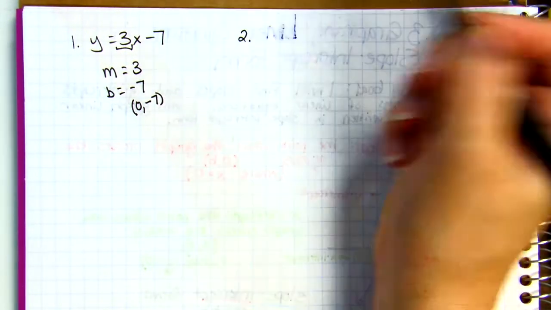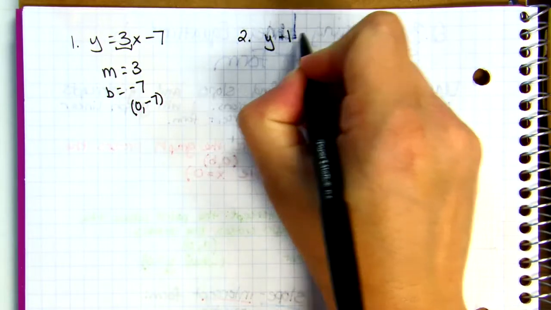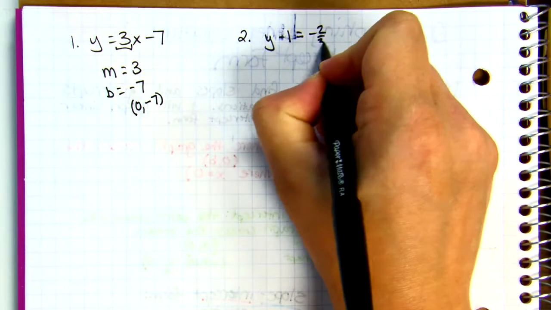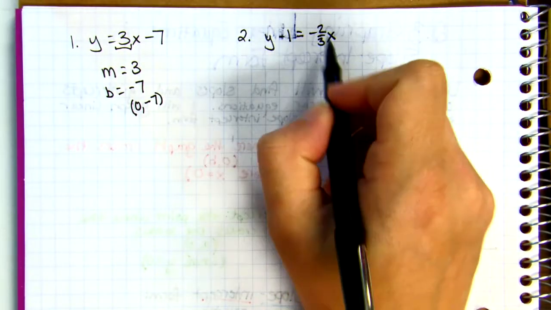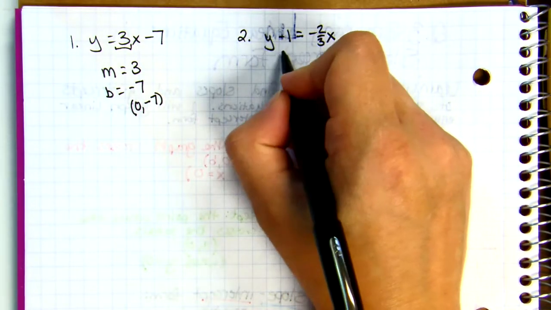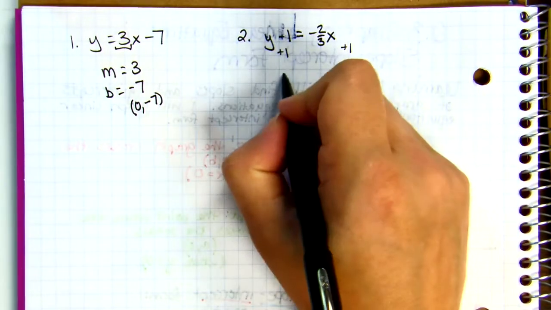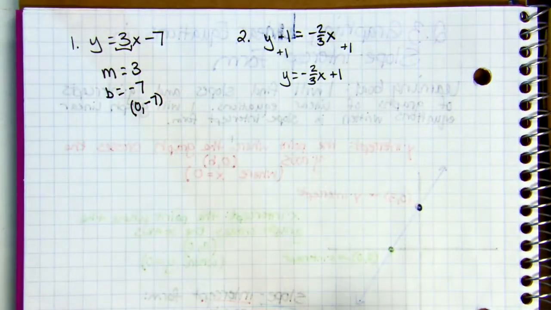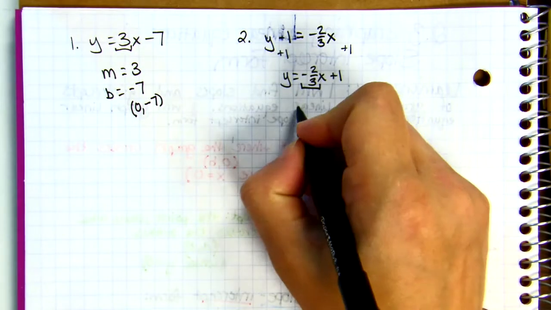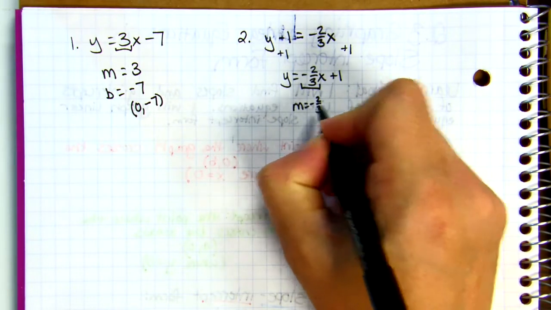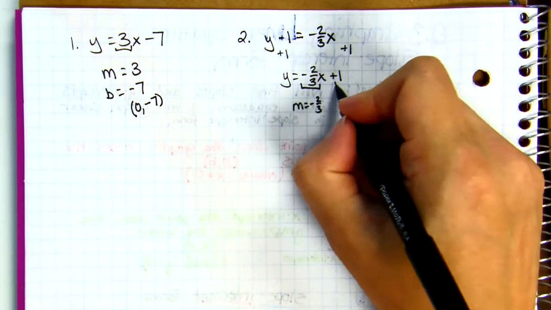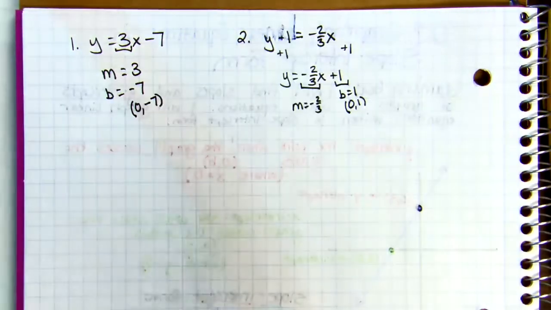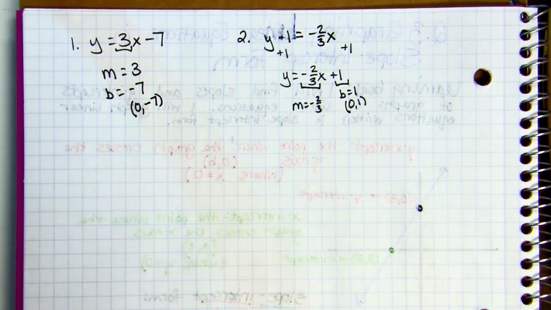Number 2, you started with y minus 1 equals negative 2/3 x. So in order to solve for y, that's y minus 1, so I need to add 1 to each side. So y equals negative 2/3 x plus 1. My slope is negative 2/3. That means I'm going to go down 2 over 3. My y-intercept is 1, or the point 0, 1. So that wasn't too terrible.